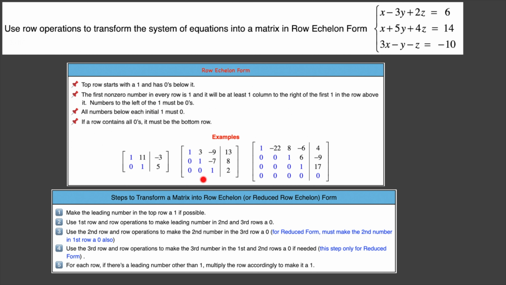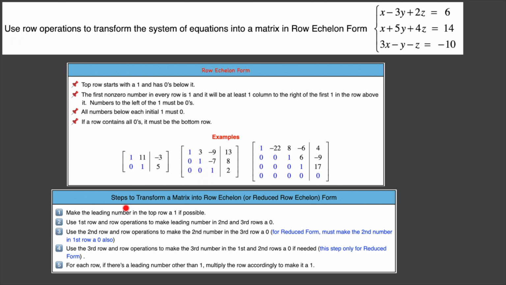So here's a good example. Every row starts with a non-zero number of 1, and those 1s must be to the right of the 1 above it. And then notice, every number below each of the 1s must be a 0, which it is in this case. So this is an example of a matrix in row echelon form. We talked about all numbers below each initial 1 must be 0, which happens here. If a row contains all zeros, it must be the bottom row, which happens in this example.